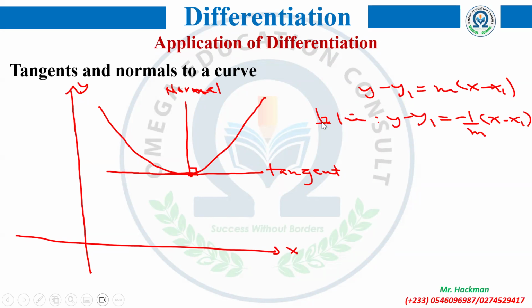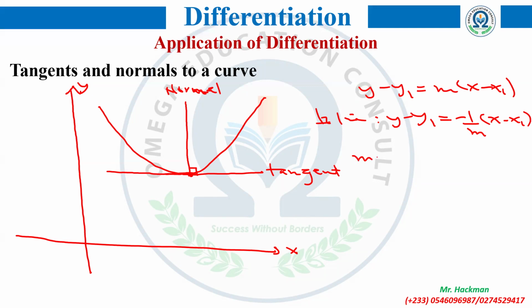Because the gradient of the perpendicular line will be the negative reciprocal of the gradient of the line itself. So if the gradient of the line is m, then the gradient of the perpendicular line will be the negative reciprocal. So it will be negative 1 over m. Because the product of the two gradients should give you negative 1.